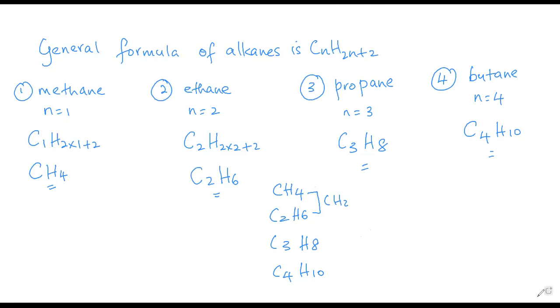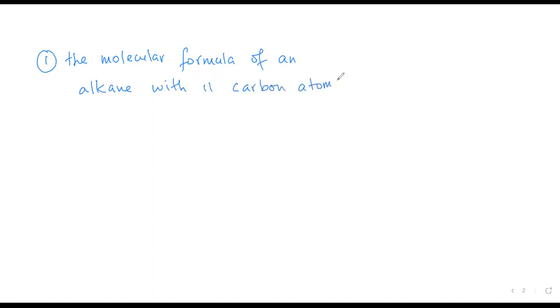Now I do have a question for you. I want you to find out the molecular formula of an alkane with 11 carbon atoms. What's the molecular formula of an alkane with 11 carbon atoms? Use the formula CnH2n+2. So that would be C11H, 2 times 11, 22, 22 plus 2, 24. C11H24.